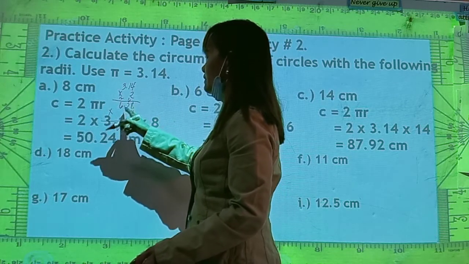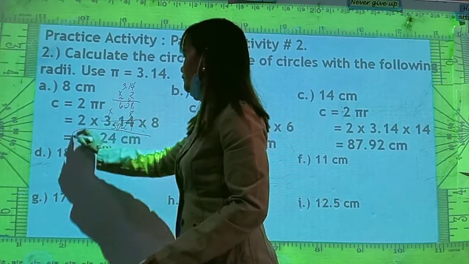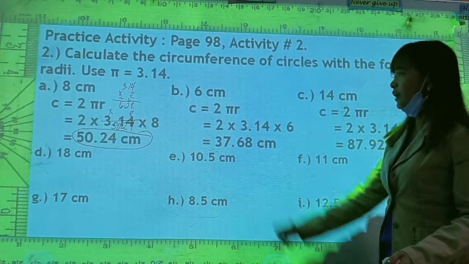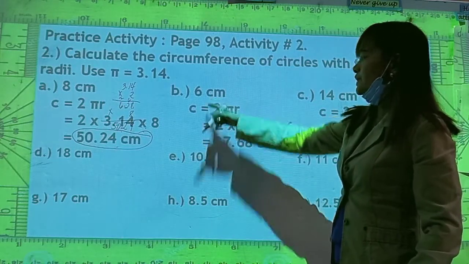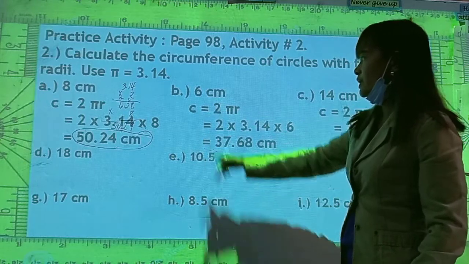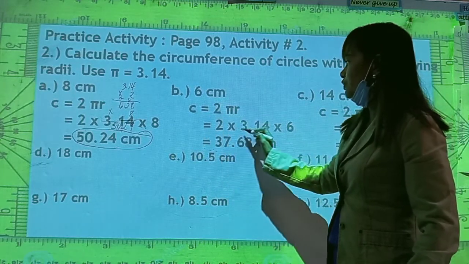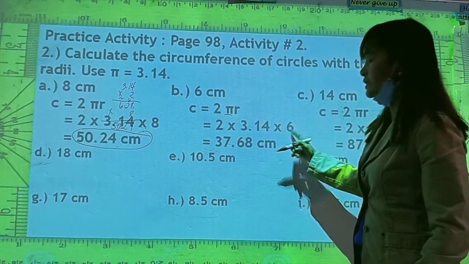So, how many decimal places? 1, 2, 1, 2. Therefore, the answer is 50.24 centimeters. Okay, how about letter B? For letter B, we have 6 centimeters as the radius. Circumference is equal to 2 times pi r. Again, 2 times, substitute 3.14 and the value of the radius is 6.